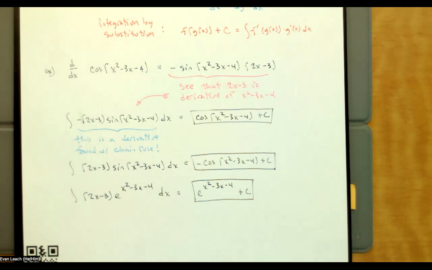And if we want to check to see if this is right, we take the derivative of e to the x squared minus 3x minus 4. The derivative of e to the x squared minus 3x minus 4 is e to the x squared minus 3x minus 4 times the derivative, 2x minus 3.